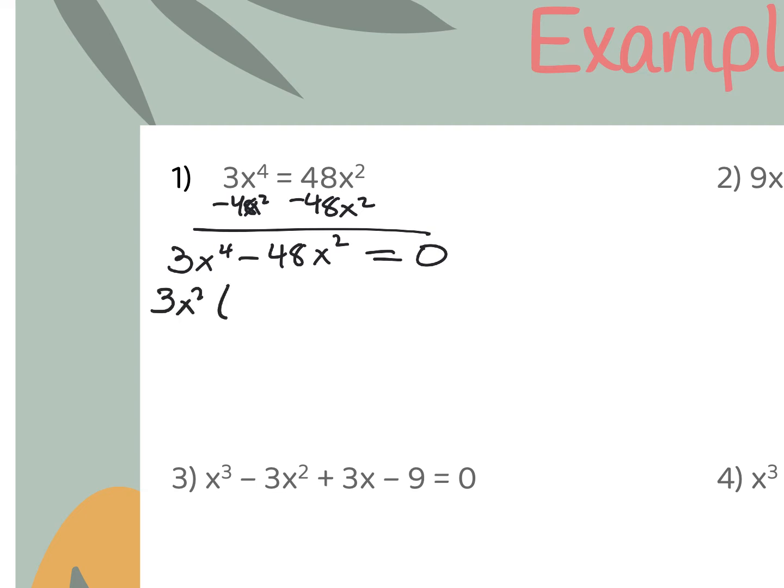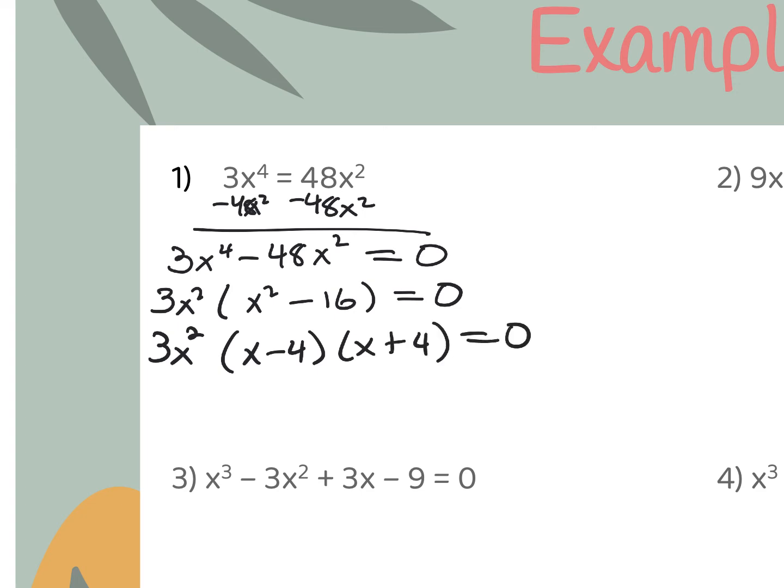So I'm going to divide. And now I need to keep going. I can still factor it, because after I divided, this is the difference of 2 squares. Don't forget about your GCF. Keep bringing it down. This will factor into x minus 4, x plus 4. And now that it's fully factored, I need to take everything, including the GCF, and set them equal to 0.